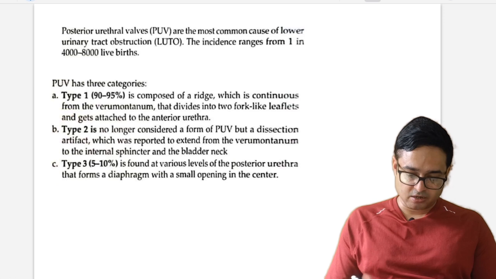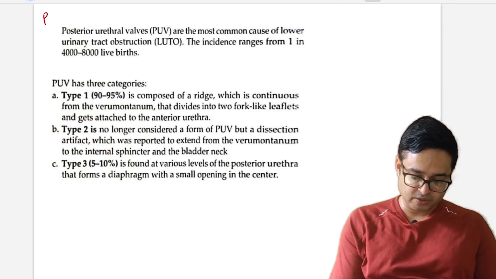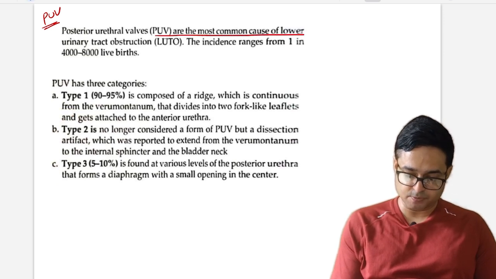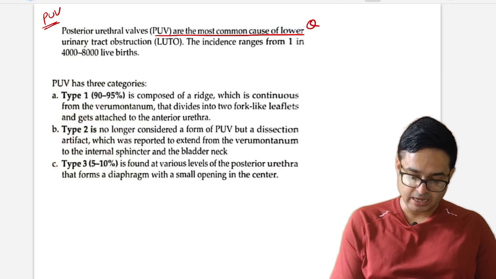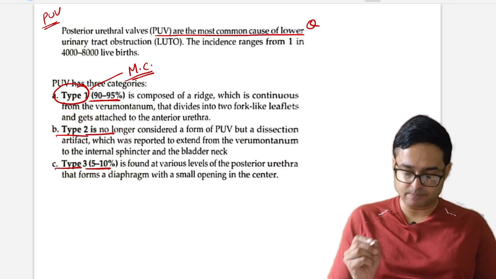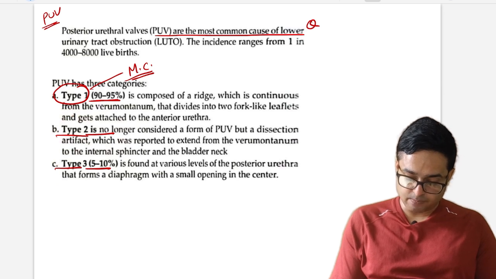Okay, so we'll talk something about PUV. Just some points on PUV. PUV is the most common lower tract urinary obstruction of children. One question: it has 3 categories. Type 1 is most common. This is also a PYQ. Type 2 and type 3. Type 1 is 90 to 95%, and type 2 is no longer a form of PUV, and type 3 is 5 to 10%. So type 1 is composed of a ridge. Okay, type 2 is no longer considered for PUV.